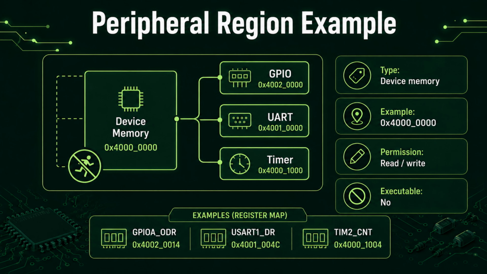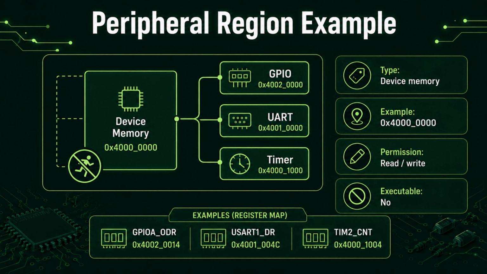Peripheral registers are accessed through memory-mapped addresses, but they are not normal RAM. A peripheral region commonly begins around 0x40000000. Individual devices then occupy smaller address ranges. For example, GPIO, UART, SPI, and timer modules each have their own register blocks. Peripheral memory should be configured as device memory. This tells the processor that accesses may have hardware side effects and must follow the required ordering rules. The region normally requires read and write permission because software must read status registers and write control registers. However, it must always be marked Execute Never.